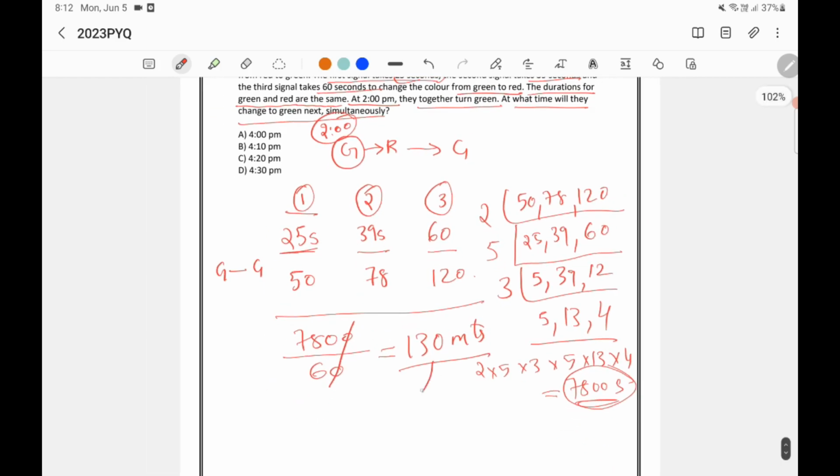Okay, so 130 minutes means 60 minutes is 1 hour, 120 minutes means 2 hours. So this is 2 hours and 10 minutes. So at 2 o'clock, they were all green. After 2 hours 10 minutes, that means 4 hours, so 4:10, right? So at 4:10, they will all turn green again. So answer is option B, 4:10.